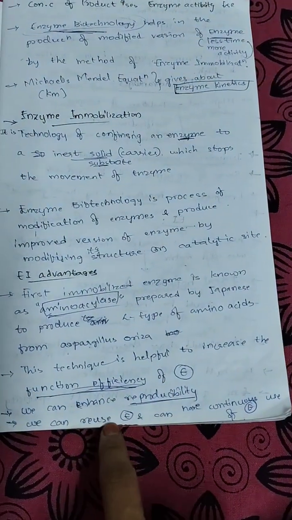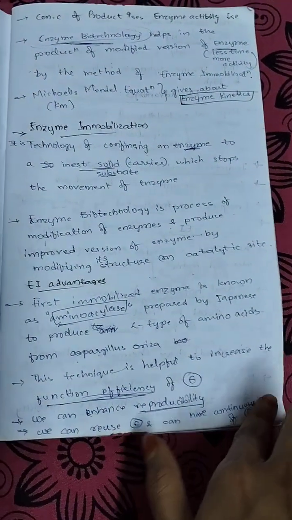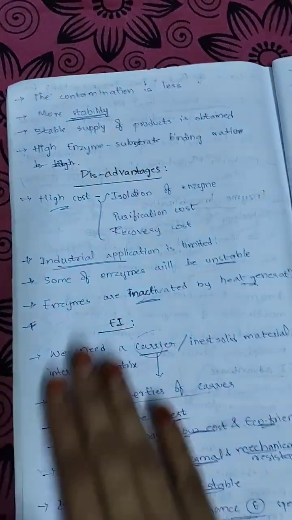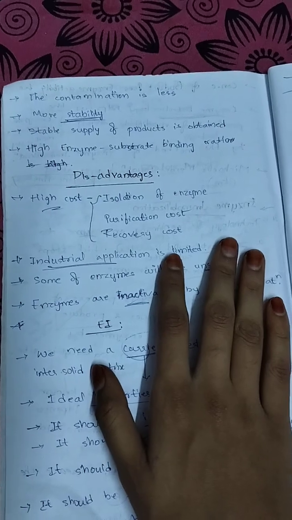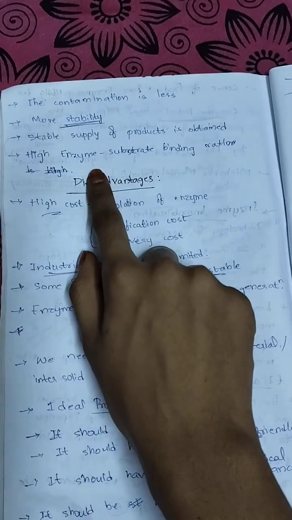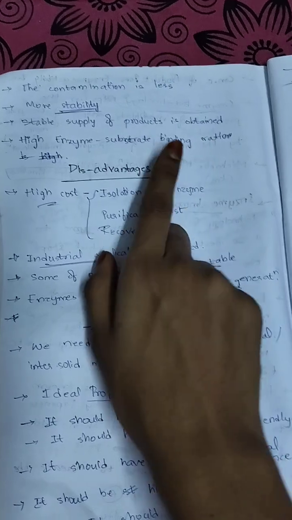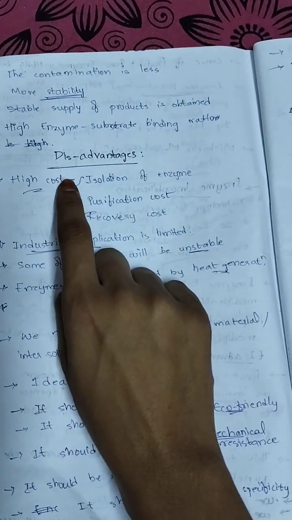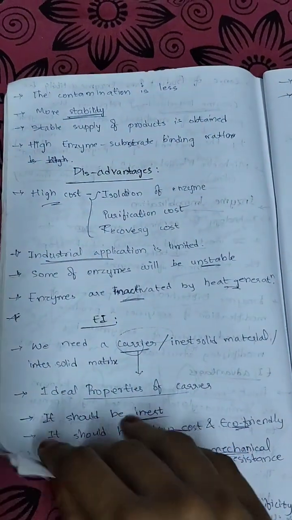Immobilized enzyme can be reused and has continuous use. The contamination of the enzyme will be less. The enzyme will be stable. A stable supply of product is obtained using the enzyme. The enzyme substrate binding ratio will be high.